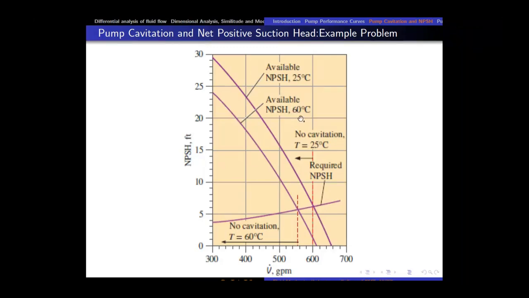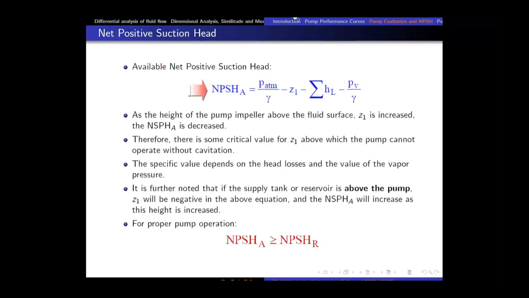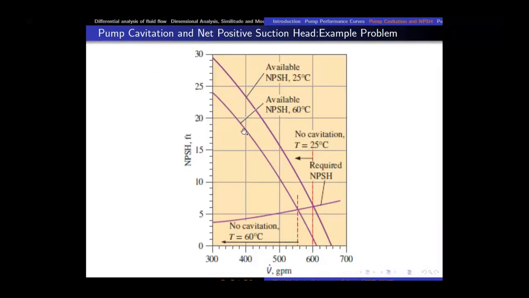Right? So as I was mentioning, because Pv upon gamma is being subtracted, and Pv, the vapor pressure or saturation pressure of the water at a given temperature, increases with the temperature. So you can see here that available head at 60 degrees is a little bit lower as compared to the available net positive suction head at 25 degrees centigrade. So it is of more advantage to us to pump the fluid which is at lower temperature, so that the available net positive suction head would always have a higher value.